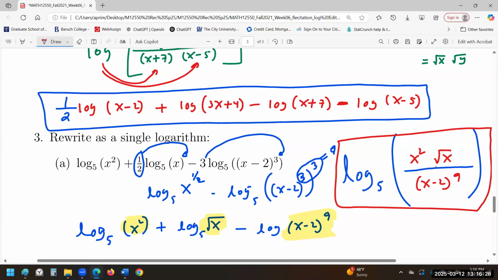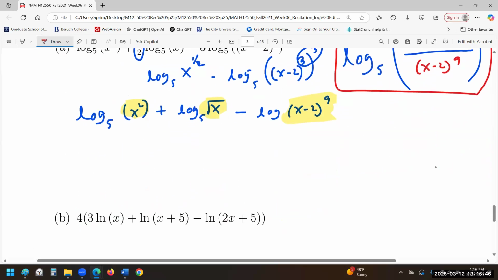Any concept? How do you feel about log now? Do you enjoy them or do you hate them? Or you have no feelings? No feelings? Yeah. Log is actually very much fun if you remember your rules.